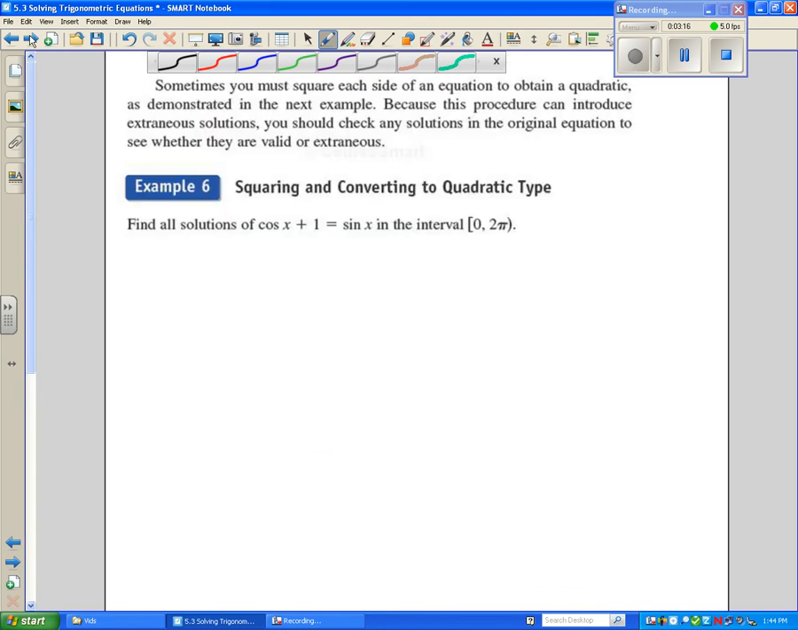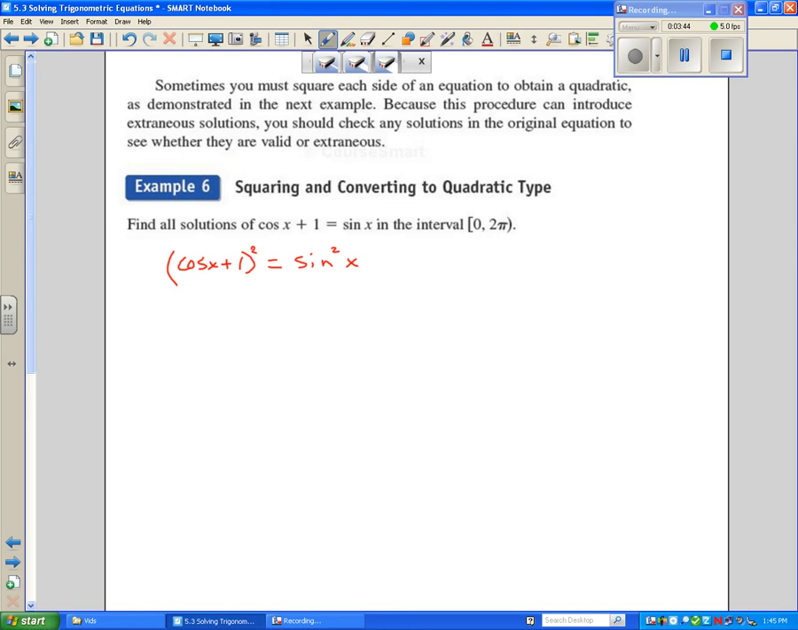Next example, squaring and converting to the quadratic type, keeping in mind that there might be some extraneous solutions. When you have something like this, you got cosine and sine, and there's no way to go directly between the two of these values, at least quickly. So sometimes it's helpful to just go ahead and square it, and then keep in mind that some of your answers might be extraneous. So what I'm going to do is I'm going to take the cosine x plus 1, and I'm going to square this side, and then I'm also going to square the sine and move from there.